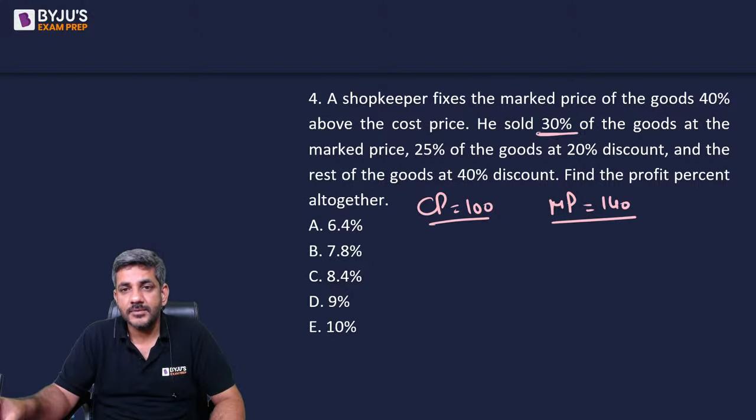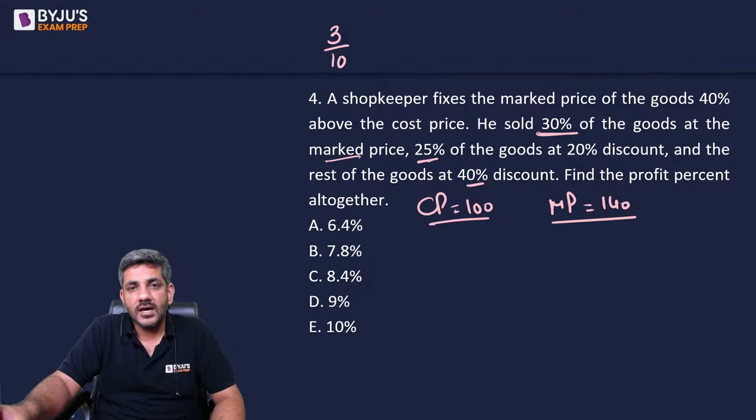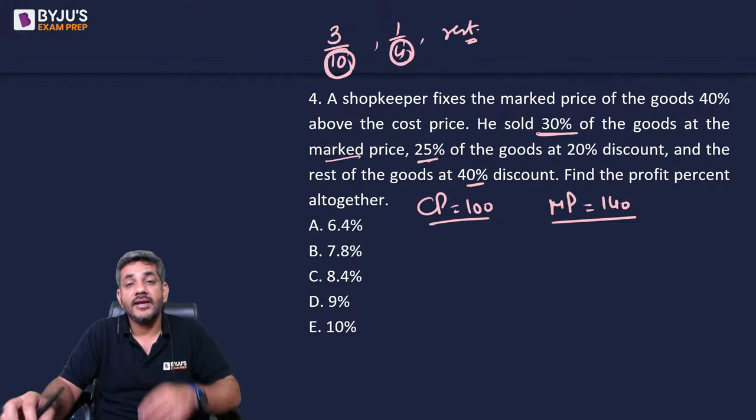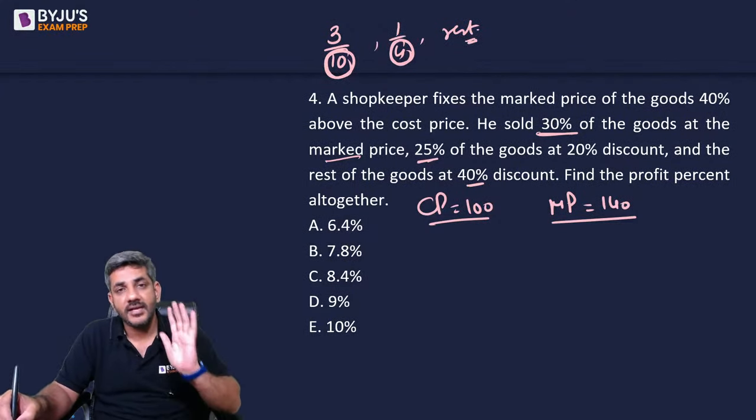He sold 30% of the goods at marked price, 25% of the goods at 20% discount, and the rest of the goods at 40% discount. I have to take 30% of the goods, 25%, that is 1 by 4 of the goods, and then the rest of the goods. So the number of goods should be a multiple of 4 as well as 10, so that I can easily take 3 by 10 of them and 1 by 4 of them. So I am assuming that there are 20 goods.